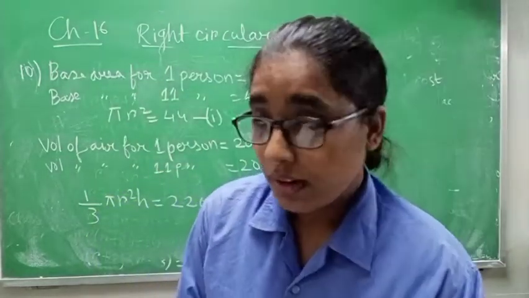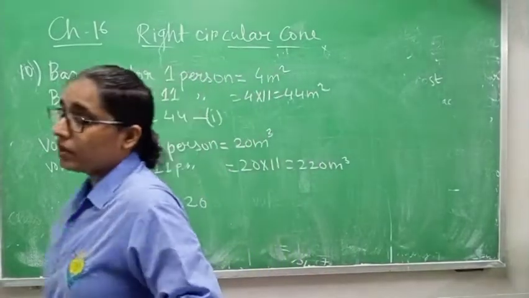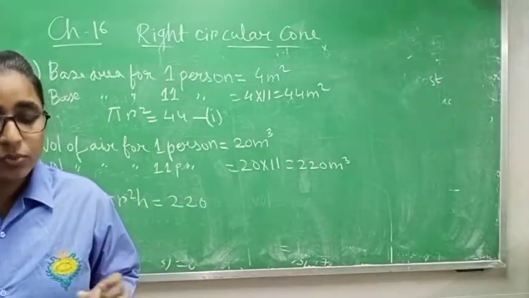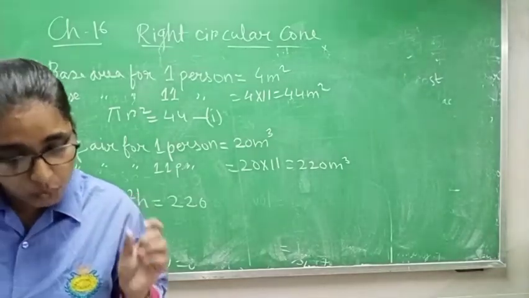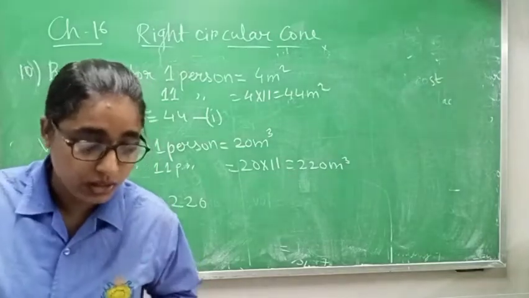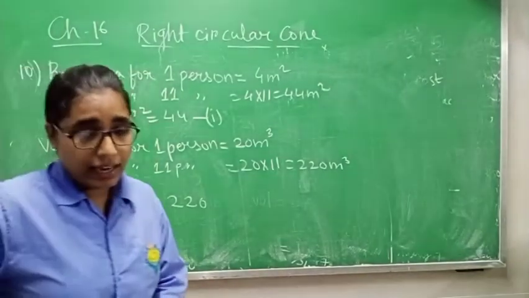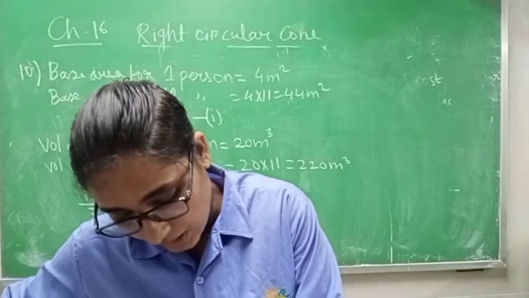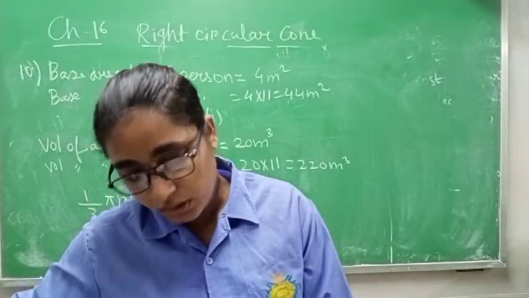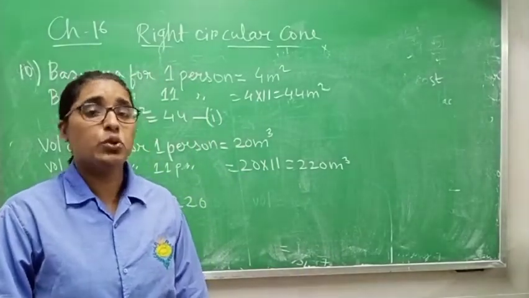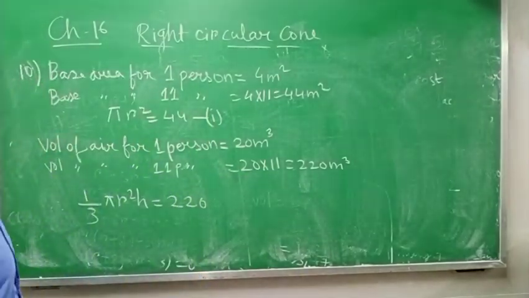Okay, so in the first line they are telling that how many persons can live in that tent? 11 persons, and for each person base area is 4 meter square and air is 20 meter cube. Okay, and they are asking to find the height of the tent put up exactly for 11 persons. They are not asking for 1 person, they are asking for 11 persons. Now how you will do?